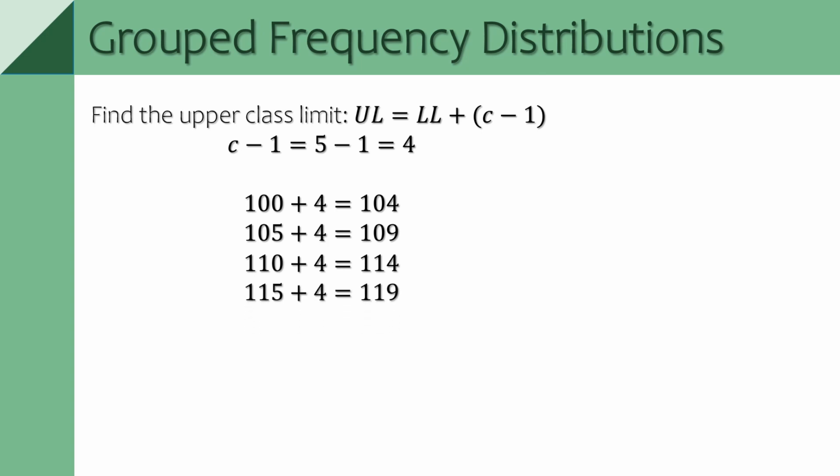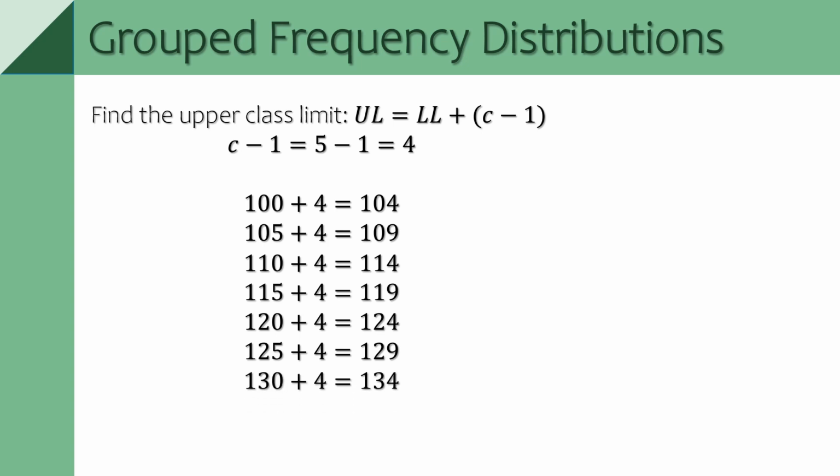115 plus 4 is equals to 119. 120 plus 4 is equal to 124. 125 plus 4 is equal to 129. 130 plus 4 is equal to 134. Okay, so as you observe, yung 134, ito na yung highest value natin.